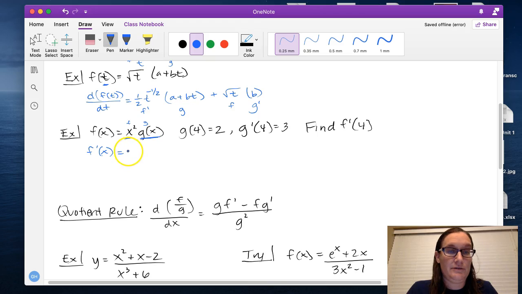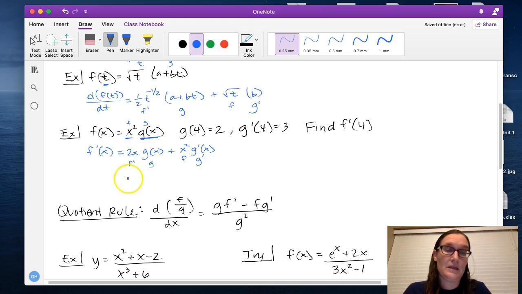Derivative of f is first. F prime is 2x. Leave the g alone. So this is my g. Plus f, which is x squared, and then derivative of g. Well, we don't know what g is, so we're just going to write g prime. All right, that's the derivative of g. So then we want to find f prime of 4, so we plug 4 into everything. We get 2 times 4, g of 4, plus 4 squared, g prime of 4.